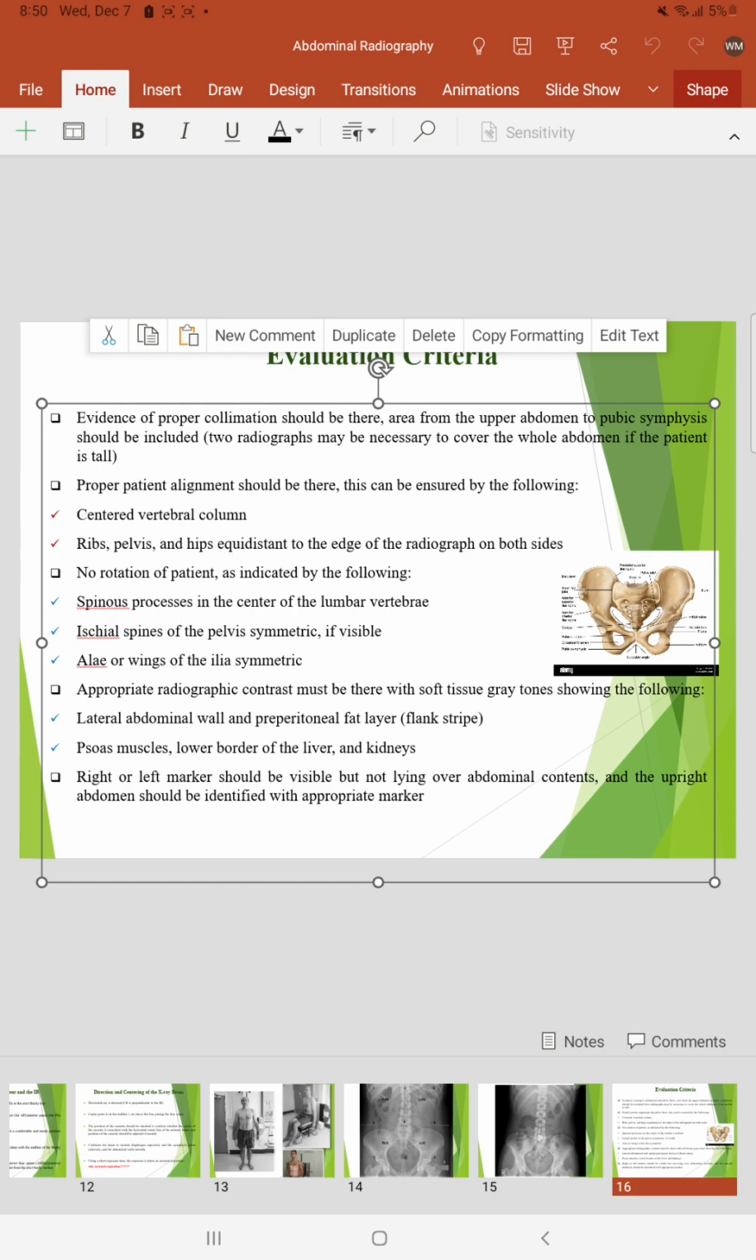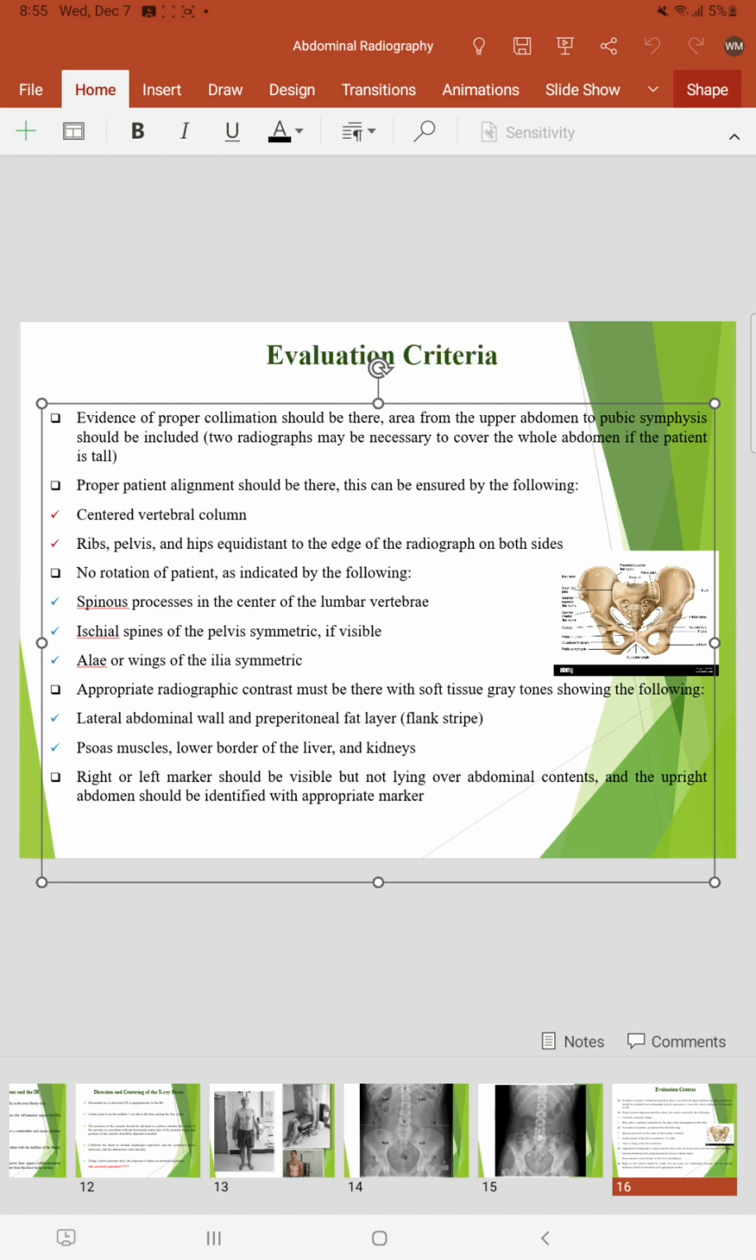Preperitoneal fat layer, flank stripe, the psoas muscles, lower border of the liver and kidneys. Right or left marker should be visible but not lying over abdominal contents, and the upright abdomen should be identified with appropriate marker. Okay.